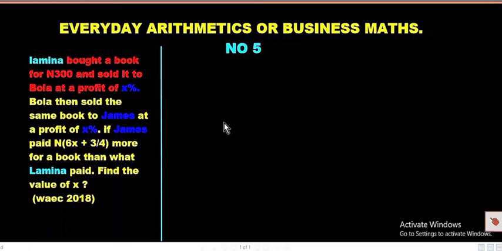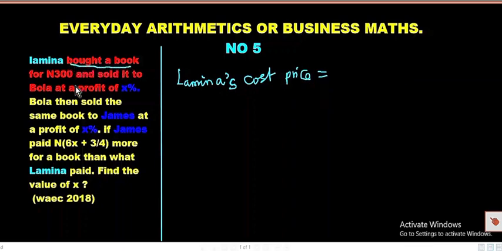All right, I'm going to start by saying Lamina bought a book for 300 naira. Therefore, Lamina's cost price. Any amount you buy something for is called cost price. So that is the amount he bought the book for, so that is his cost price, and the cost price is 300 naira.